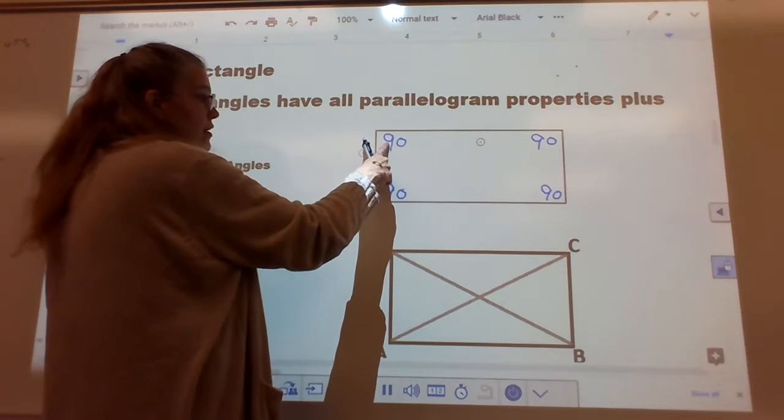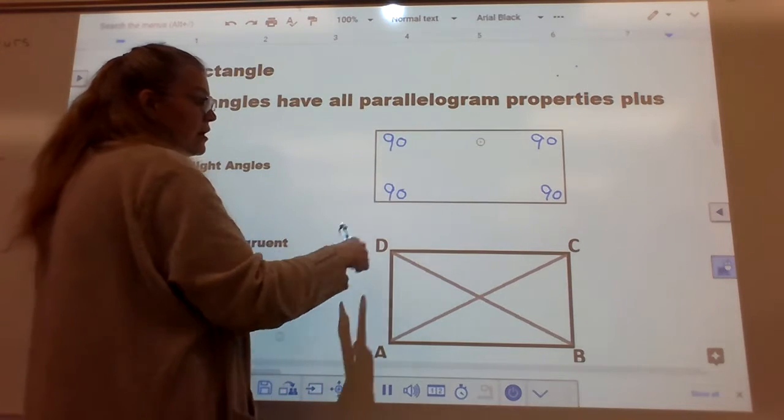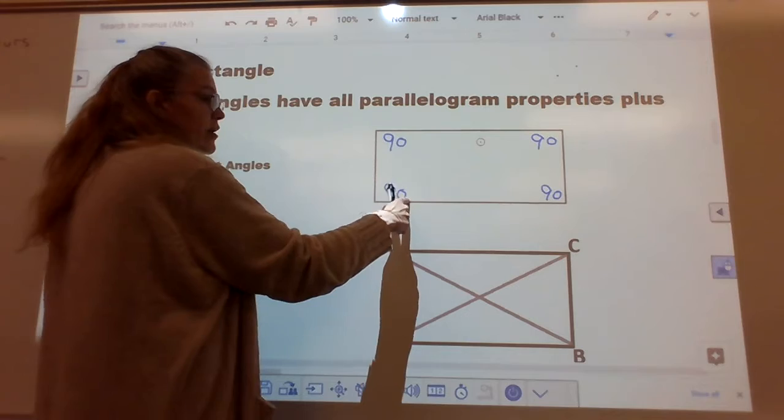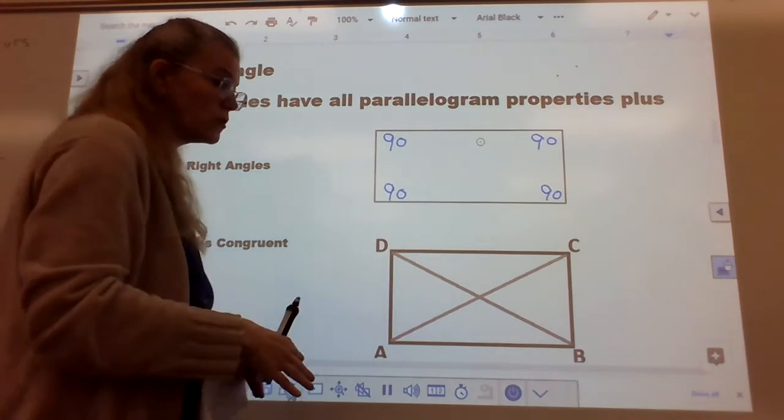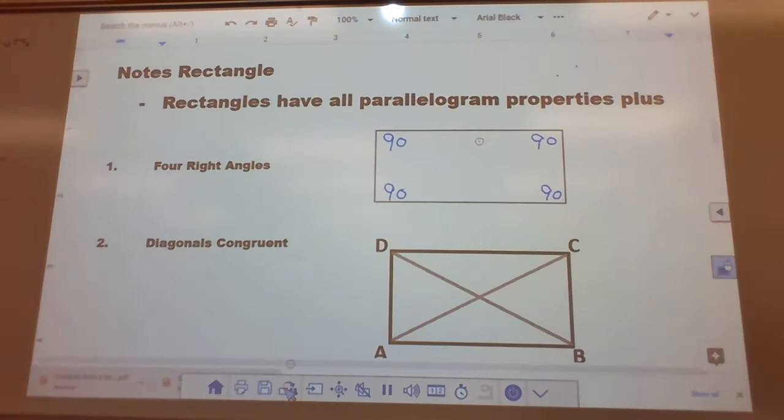So if I put a 2x here, I can say 2x equals 90. If I put a 10y here, I can say 10y equals 90. So I might put things in the corner, and you got to set each corner equal to 90.